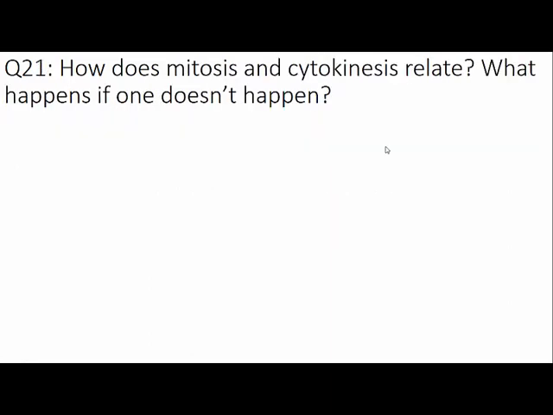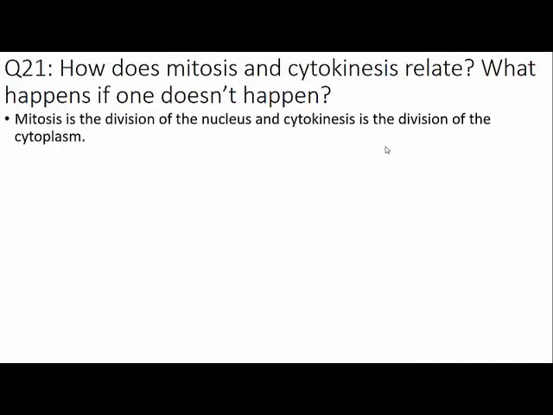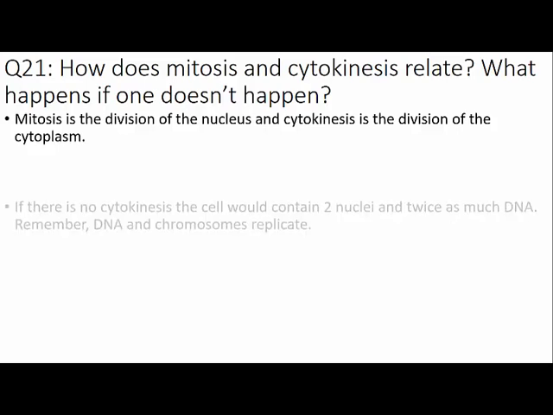All right, moving right along, almost done. Number 21, how do mitosis and cytokinesis relate? What happens if one doesn't happen? In the past, a lot of people only look at the first part of the question, not the second part. We're going to do the whole thing right now. Mitosis is the division of the nucleus. Cytokinesis is the division of the cytoplasm. Remember, we said mitosis and cytokinesis happen at the same time. Towards the end of mitosis, cytokinesis begins happening. And in mitosis, we're taking those duplicated chromosomes and putting them into two separate nuclear membranes. That way, when the cell splits, each cell has a nucleus.